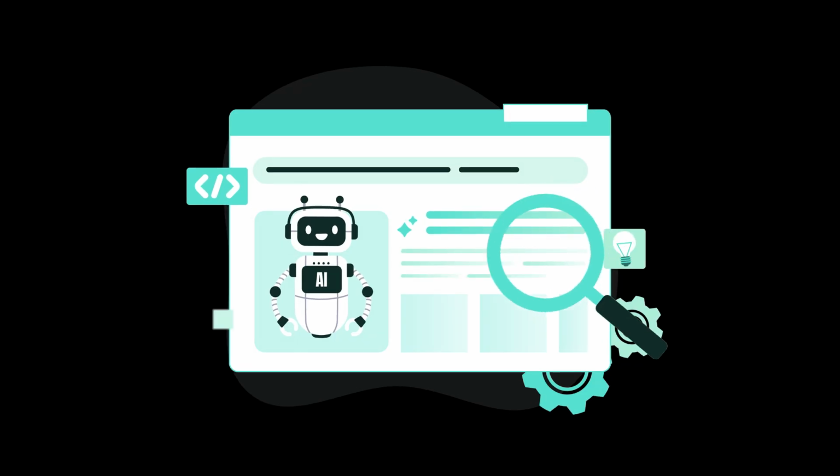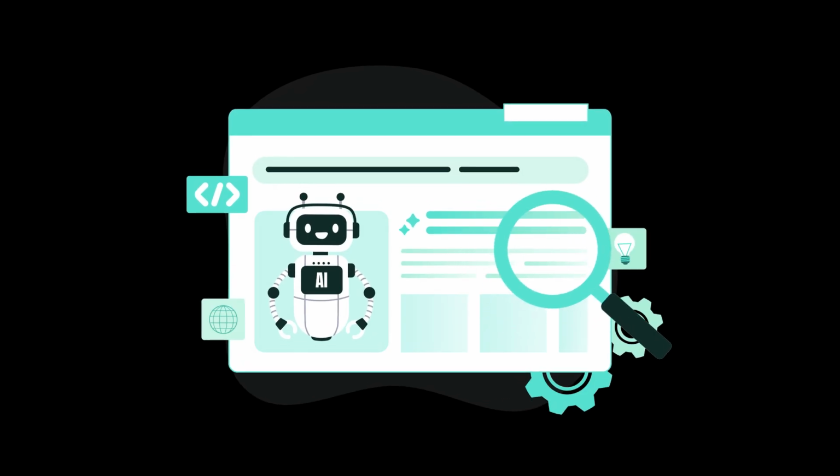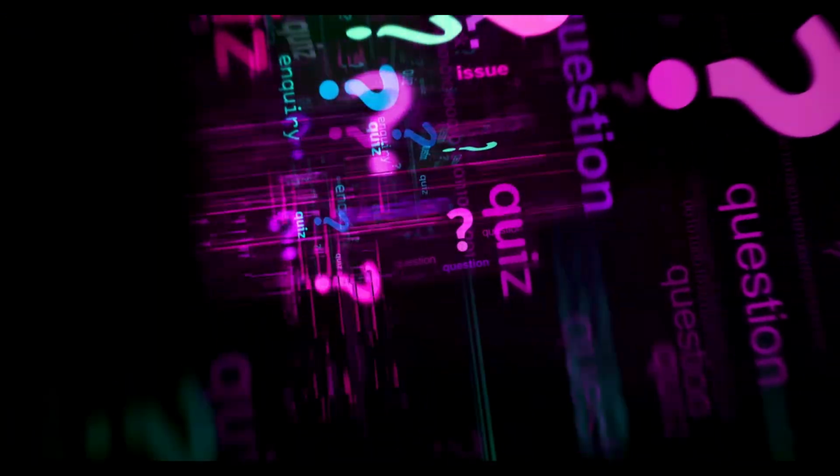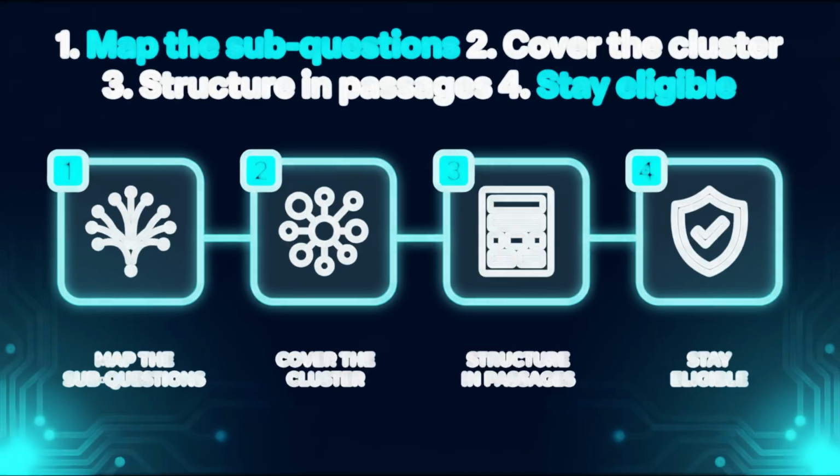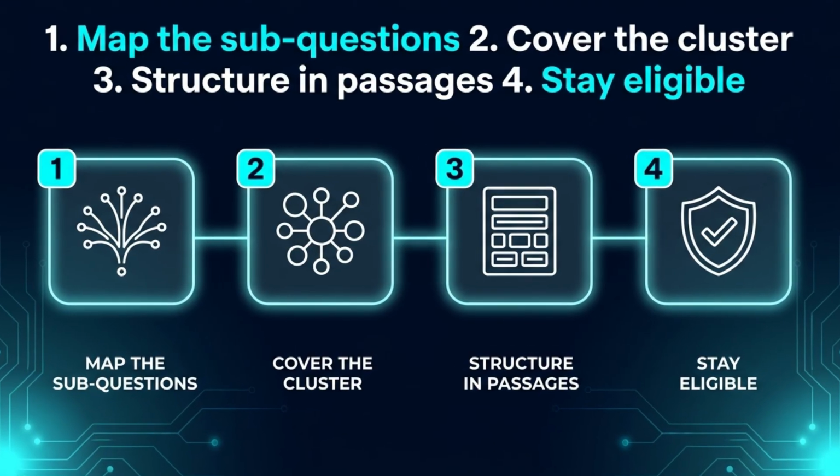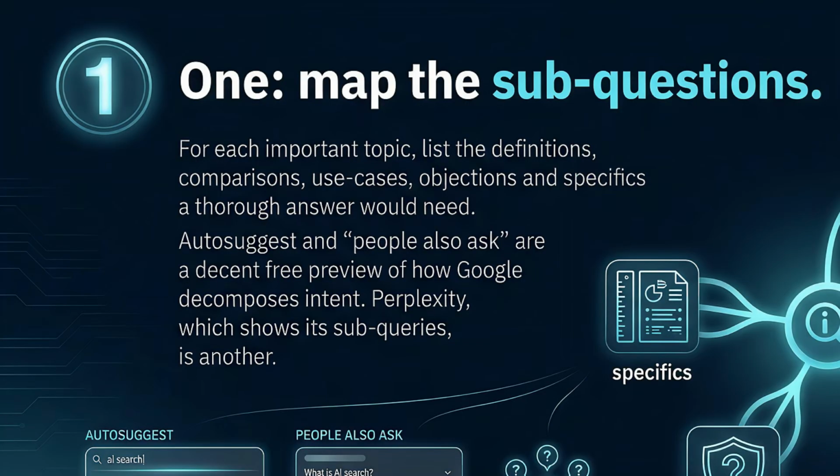The old game was one query, one page. The new game is one topic, comprehensive coverage, because Google is now asking a dozen questions on the user's behalf, and you need to be a credible answer to as many of them as possible. So, how do you win fanout? 4 moves. 1. Map the sub-questions.